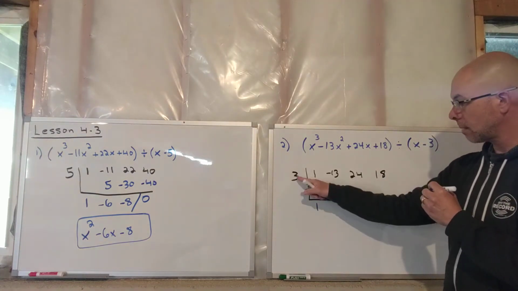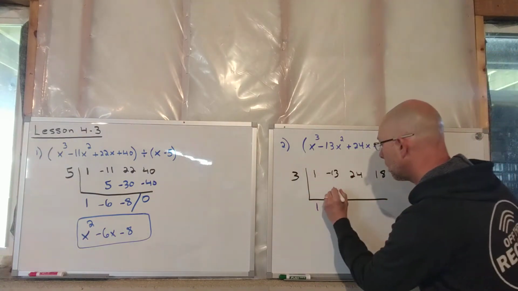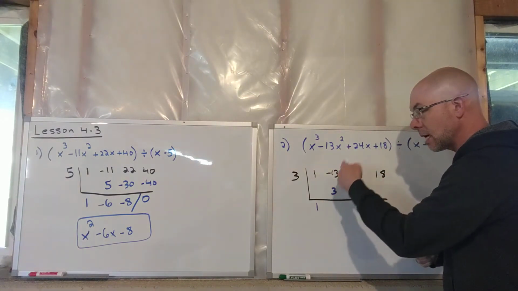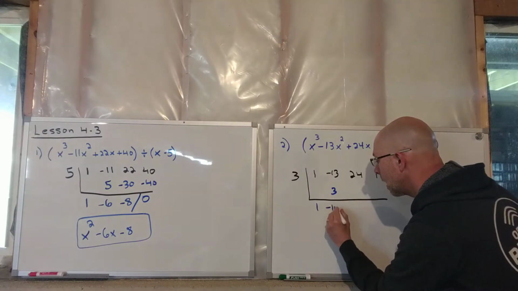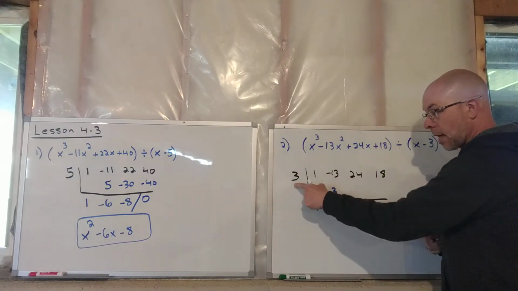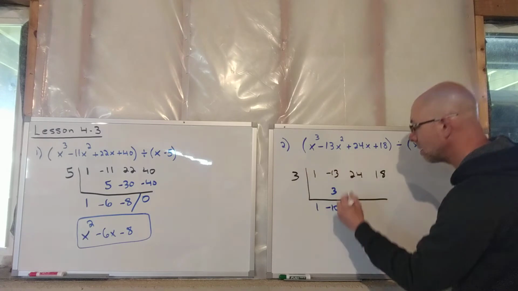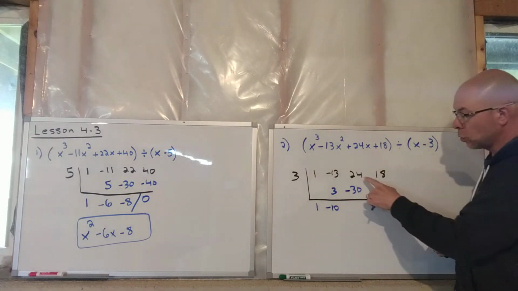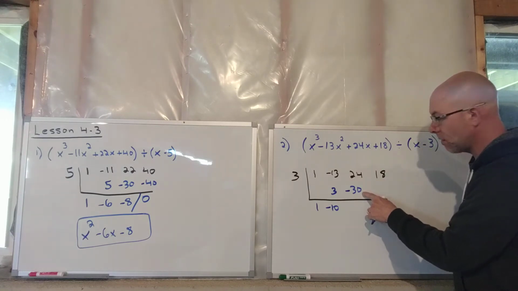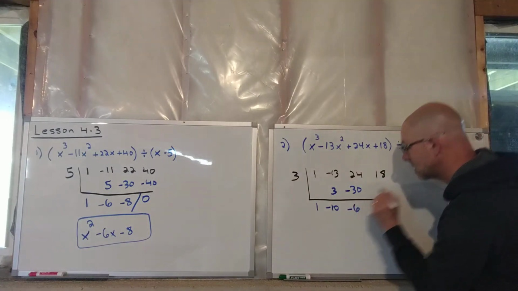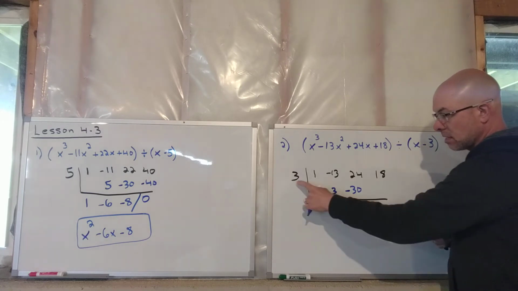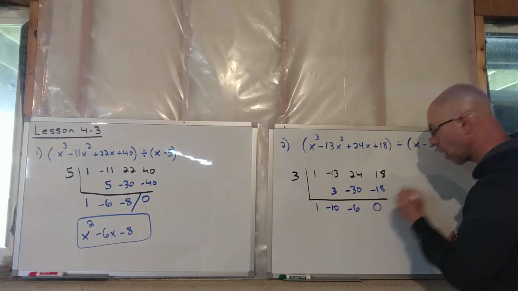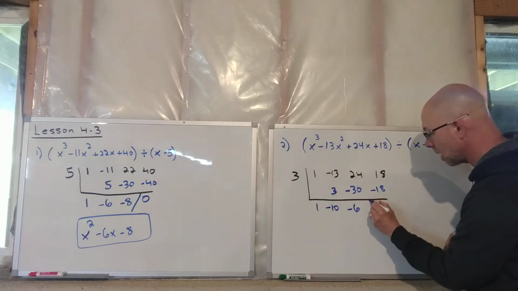Multiply. 1 times 3 is 3. Move it up and over. Add those two numbers. Negative 13 plus 3 is negative 10. Multiply. Negative 10 times 3 is negative 30. Move it up and over. Add those two. 24 plus negative 30 is negative 6. Negative 6 times 3, negative 18. Add. 18 plus negative 18 is 0.